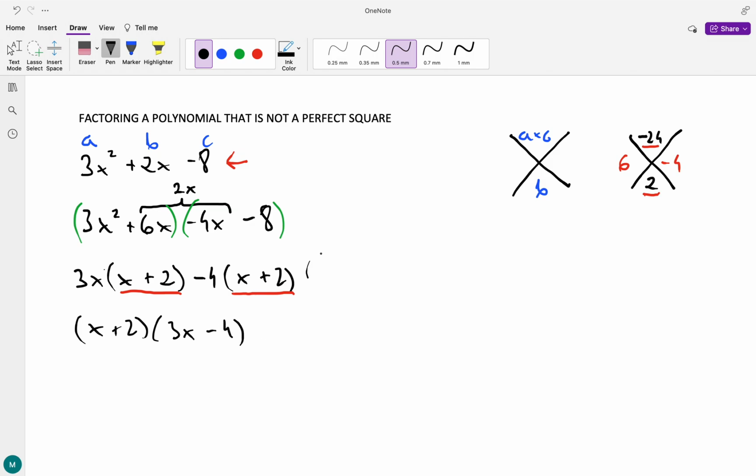So that's how you can use the AC method to factor a polynomial that's not a perfect square. Now, it's not going to work 100% of the time. Some of the polynomials are not factorable, but in the majority of cases, you will be able to do it.